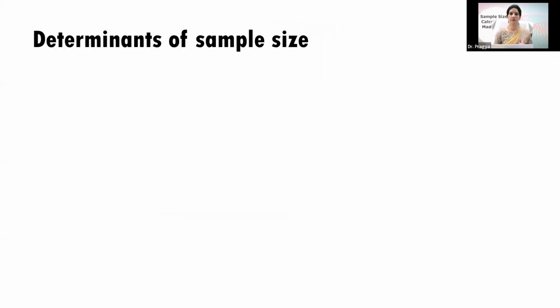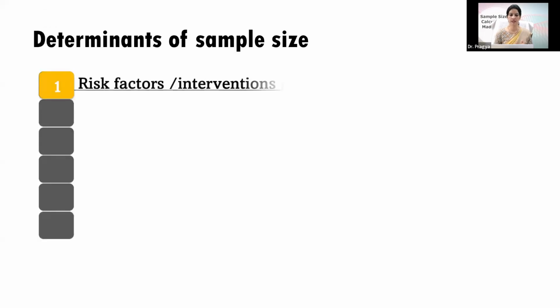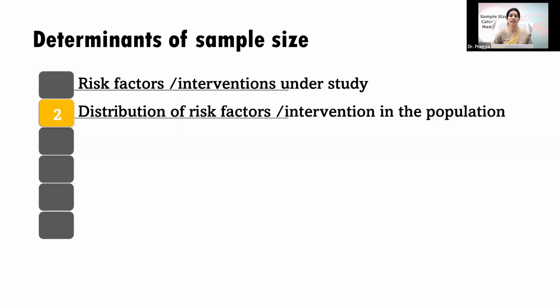So now there are various determinants of sample size. The first determinant of sample size, and the most important, is the risk factors. What are the risk factors? Or if you are studying any intervention, what are those? Then, what is the distribution of that risk factor or intervention in the population?